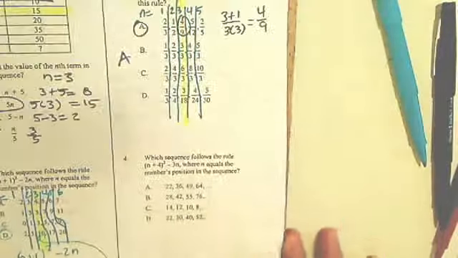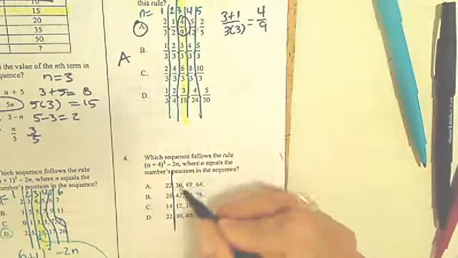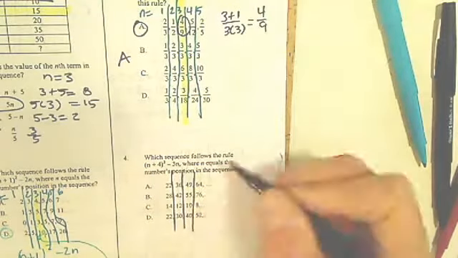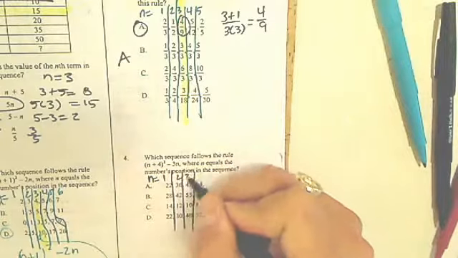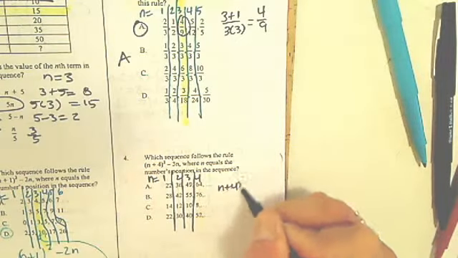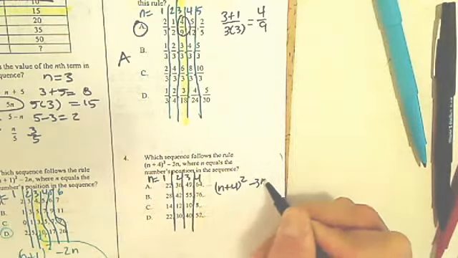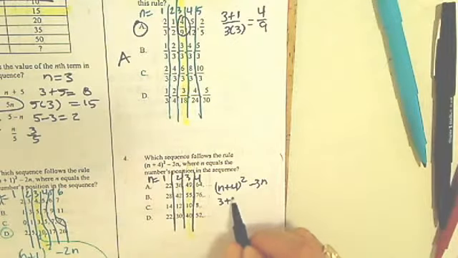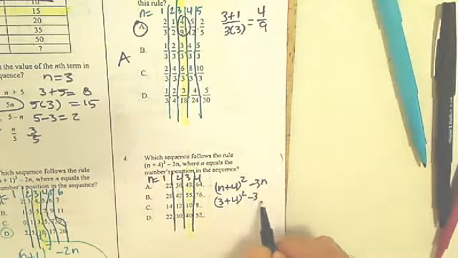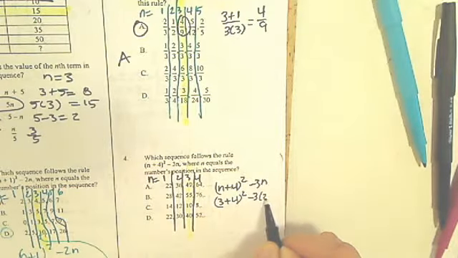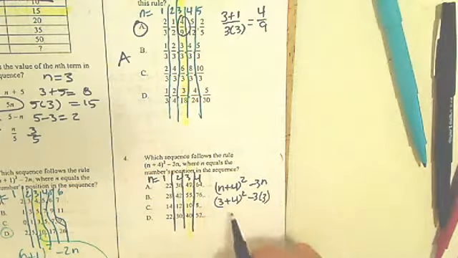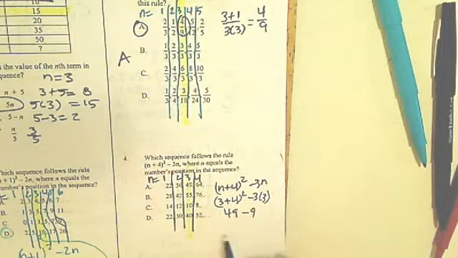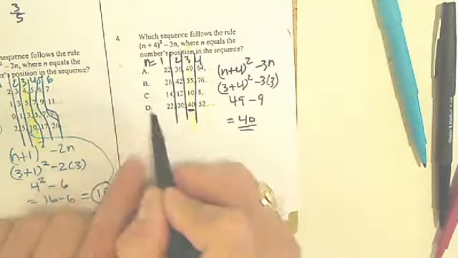Sorry, let me zoom out. And then number 4. Number 4, ladies and gentlemen, last one. And we'll be done. This is 1, 2, 3, 4. N plus 4 times 2 minus 3 times n. I use 3 here. 3 plus 4 is 7. And then 7 squared is 49. Minus 9 is 40. 40 is right here. D.